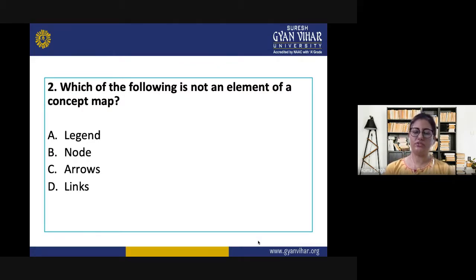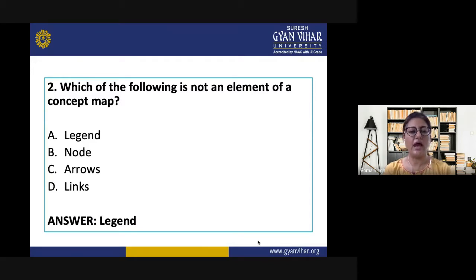Question number 2 is, which of the following is not an element of a concept map? We have discussed that there are certain elements which need to be included while preparing a concept map, and these have been given certain names. The options are legend, node, arrows, or links. Obviously, if you have paid attention to the lesson today, you will be able to identify which is not an element, and that is legend.